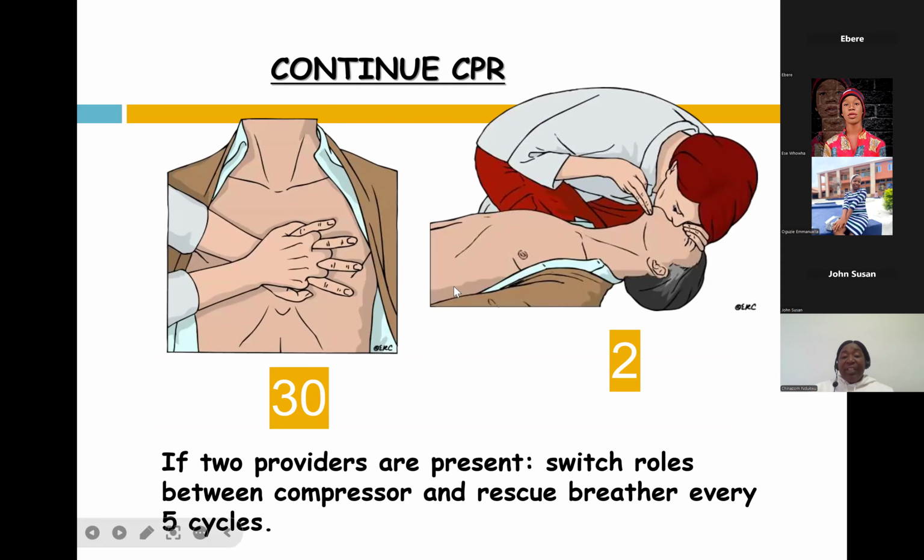So now, this ratio is very important. 30 chest compressions to 2 rescue breaths. So if you're lucky to see someone who is going to assist you in this CPR, you can give the person the task to carry on with the rescue breath while you continue with the CPR.